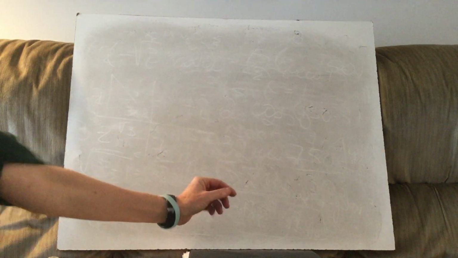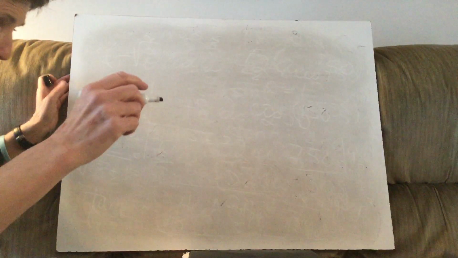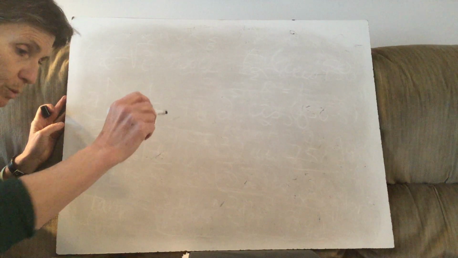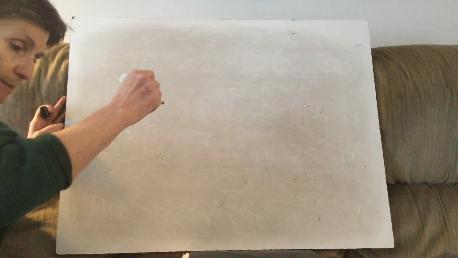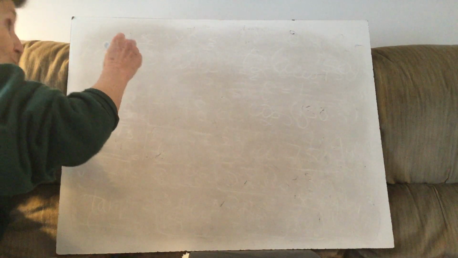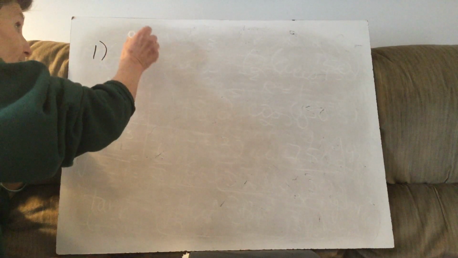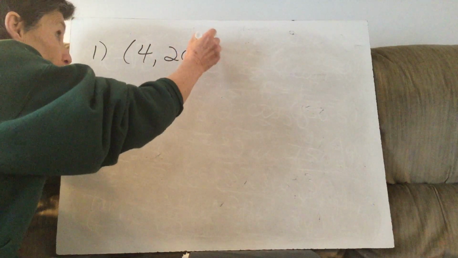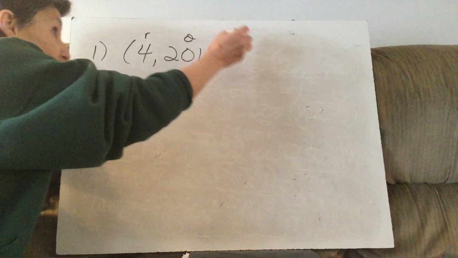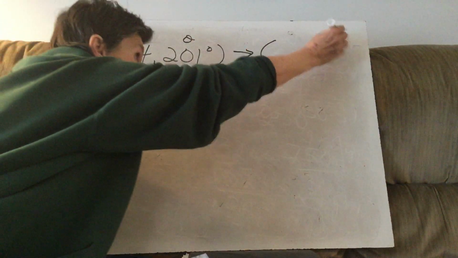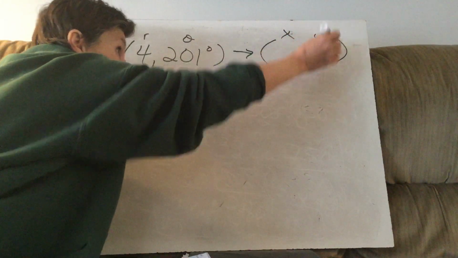Okay, now we're going to do practice quiz number 2 for 6.4 to 6.6. Okay, so number 1, this is pre-quiz number 2, says convert to rectangular coordinates. So we have (4, 201°), that's r and theta, and we're going to change that into x and y.